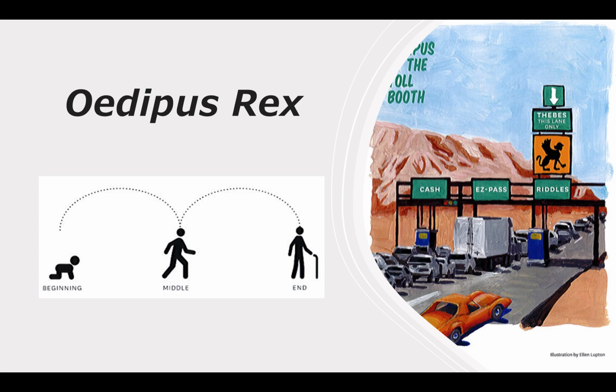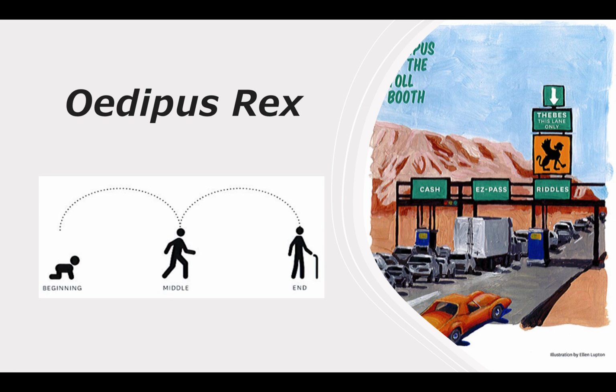And a human starts off crawling on all 4s in the morning, and hopefully by the afternoon, we're able to walk on our 2 legs. But by the evening, as our life is drawing to a close, we need some aid in our walking, and so we have a walking stick. And so in the evening, we have 3 legs. And so Oedipus answers that a human being is a creature that walks on 4 legs in the morning, 2 legs in the afternoon, and 3 legs in the evening.